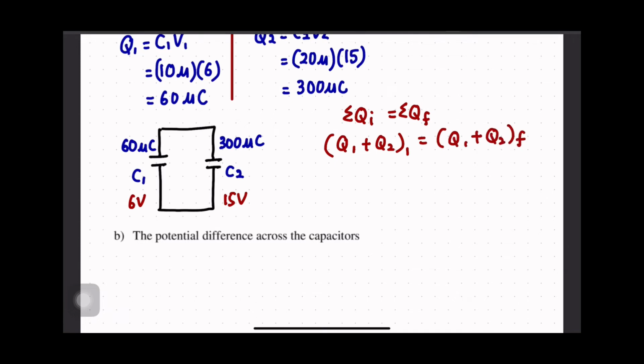Okay, untuk initial kita ada Q1 is 60 micro plus 300 micro. Okay, so untuk Q1 dan Q2 dia ada C1V plus C2V. Yang ini saya keluarkan V, so saya factorize siap. So saya akan tulis C1 plus C2 darab dengan V. Faham?